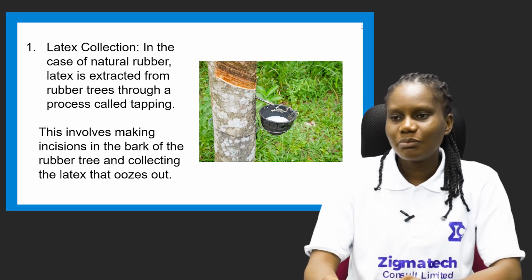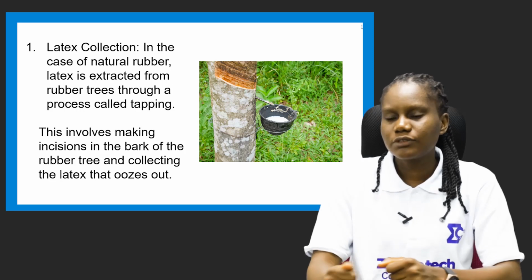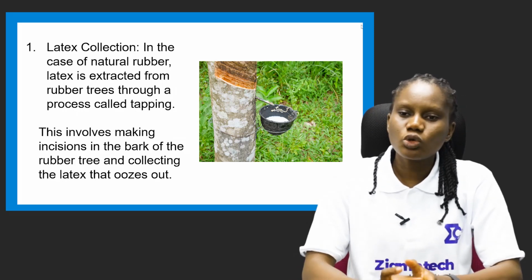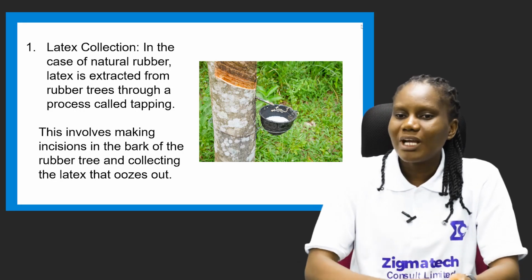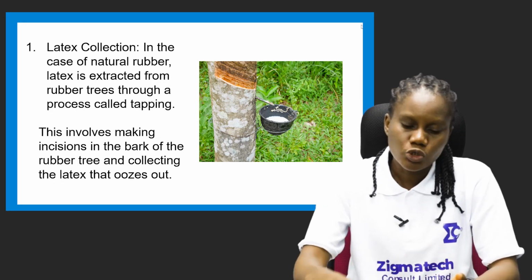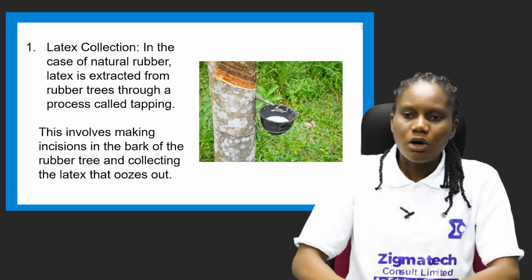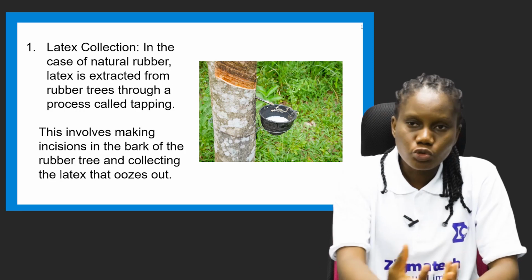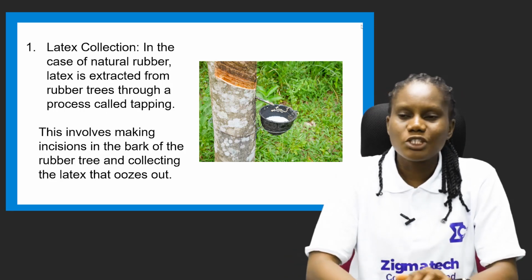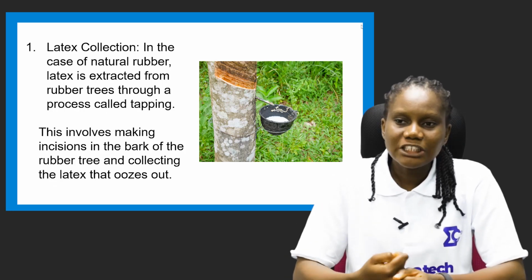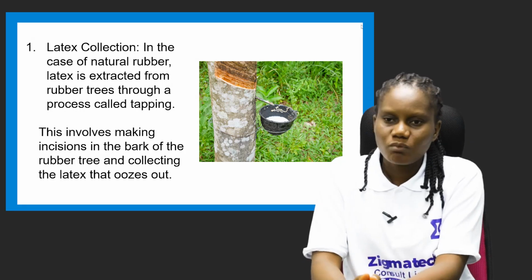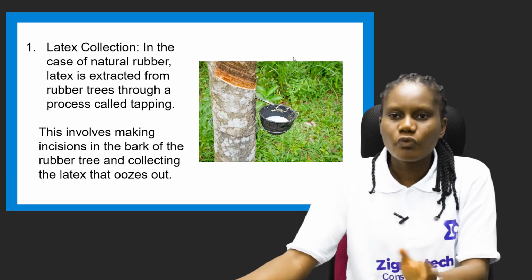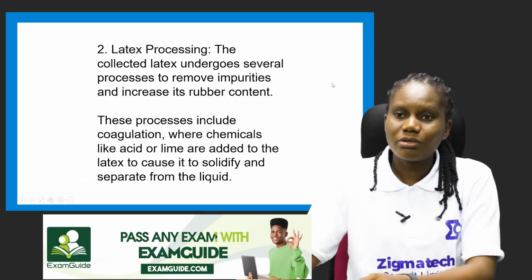So what is going on in that picture is tapping. You are tapping the latex from the tree into a container. This involves making an incision in the bark of the rubber tree and collecting the latex that oozes out. Once you make an incision on the bark, you have some fluid coming out. The fluid coming out is called latex, so you collect it into a container. That is the process of latex collection.